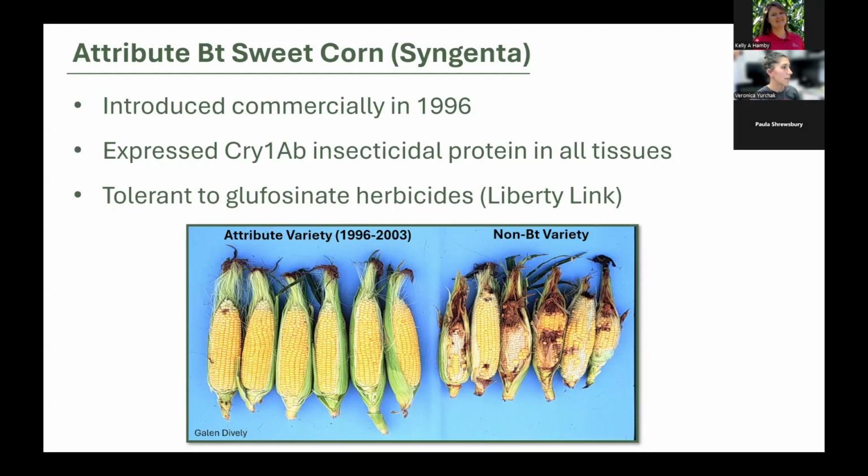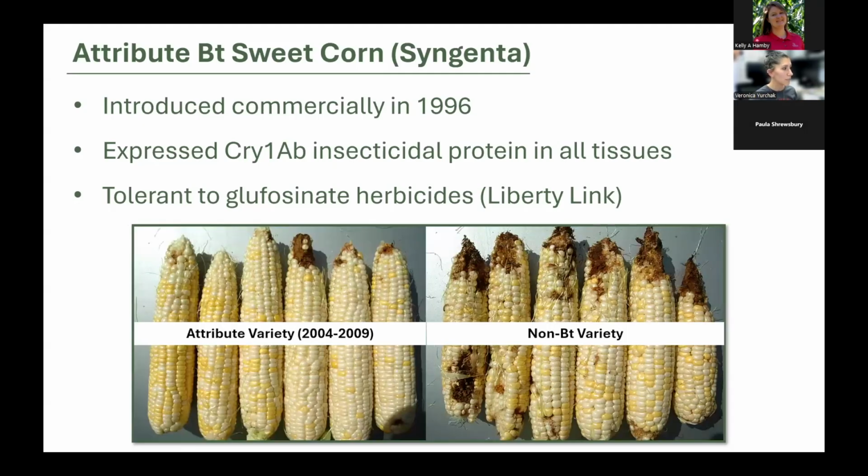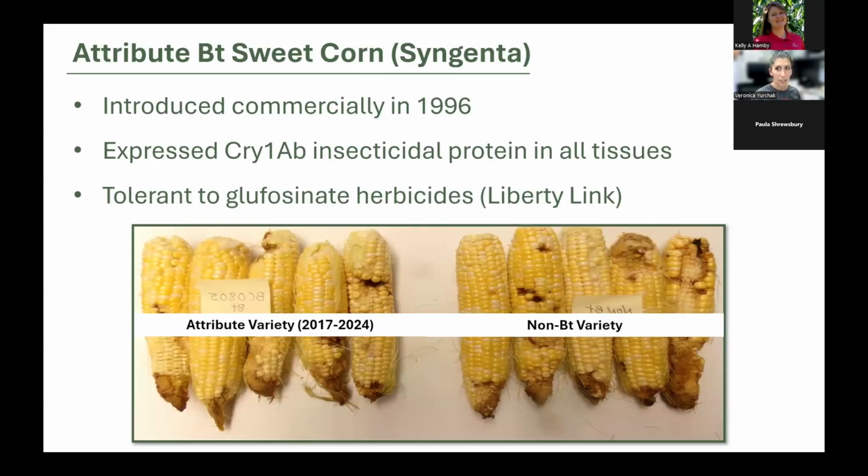This is a photo by Galen, and it shows a comparison of what those Attribute varieties looked like in terms of earworm damage without any insecticide sprays compared to a non-BT variety. As the years went on and resistance began to build in corn earworms, from about 2004 to 2009, we started to see more tip damage from corn earworm compared to a non-BT variety. And now by 2024, we really don't see much difference between the Attribute varieties, expressing that single Cry protein, and a non-BT variety.